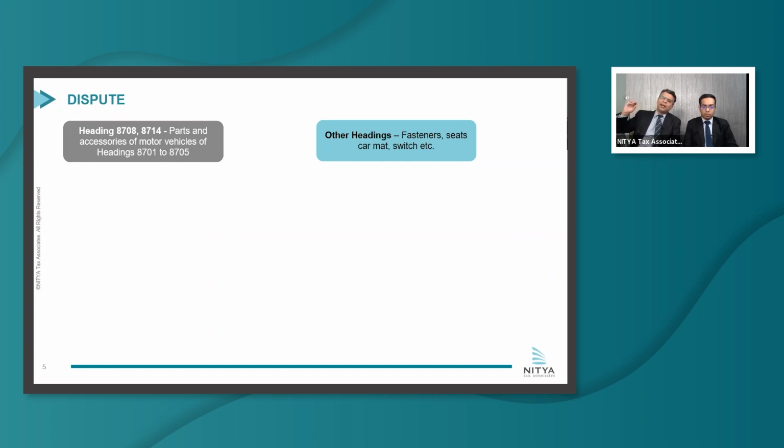And then you have many other headings. Let us say fasteners get covered under Chapter 73, seats get covered in 94, mats, switches. If you see the structure of the tariff from Chapter 1 to 98, you'll see a progression. So it's not that a part of the car would not be covered under any other heading. When you progress in the tariff, you'll have some goods coming under Chapter 84, 85, 73, 90, 94, and so on. Because of these two headings being there, there's a logical question that comes: how do you determine the classification?